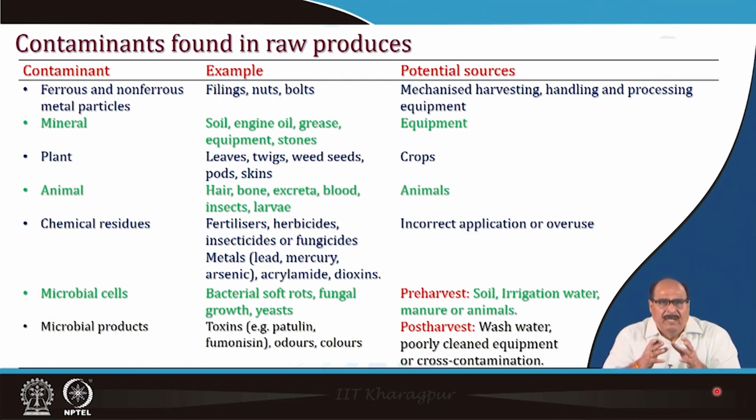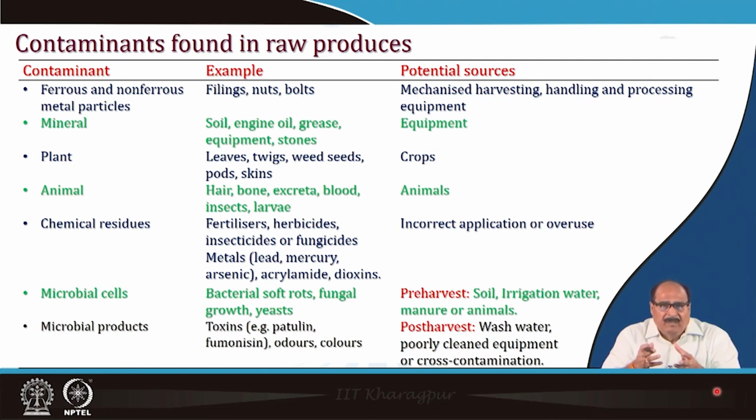Similarly, even leaves, twigs, seeds or weeds, pods, skins of other plants may come from various plant sources or very different crops which might be there in the field. Okay. Hairs, bones, excreta, blood, insects, larvae, etc. may come from the various animals with which the material may come into contact in the field or by other methods. Even microbial cells or microbial products may come into the produce.